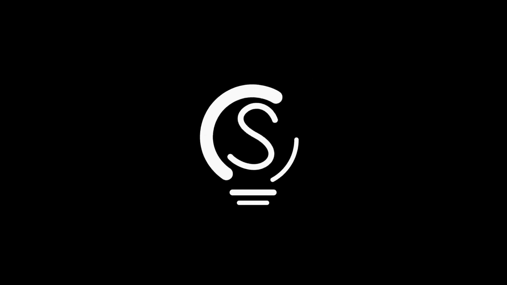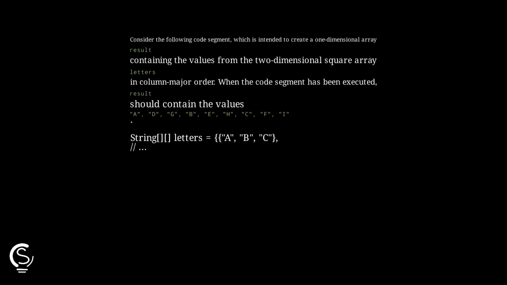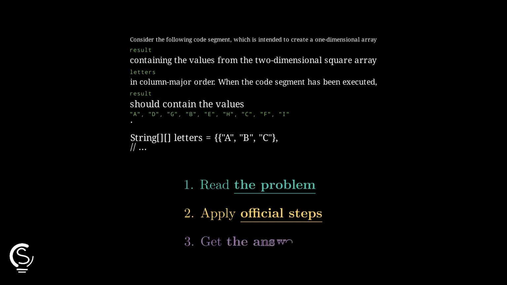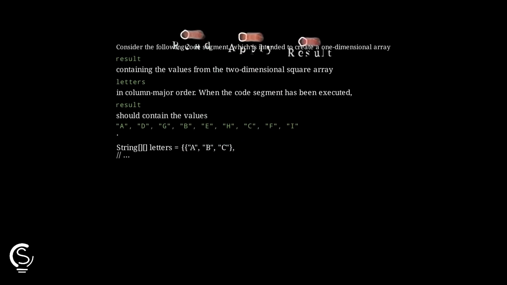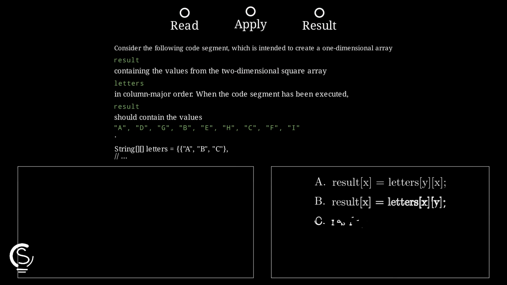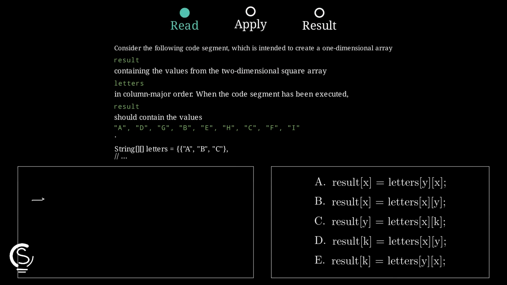Let's level up. Flattening a 2D array into column major order is a classic coding challenge. We need to fill our result array correctly using the provided nested loops. To store elements in column major order, we must iterate through each column before moving to the next. Our goal is to map the 2D letters array into the 1D result array.